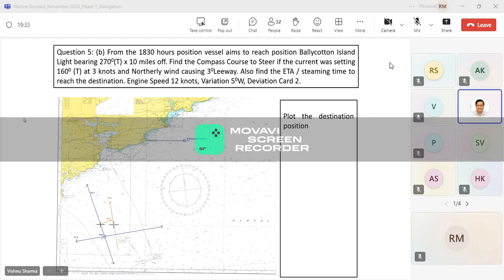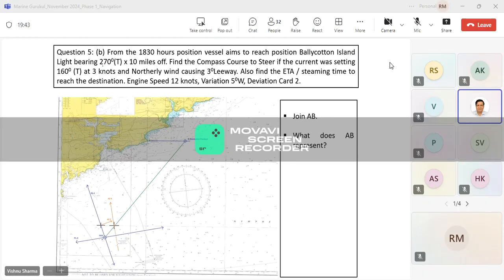Now from this position at 1830, the vessel aims to reach Ballycotton Island, bearing 270, 10 miles off. Now here is Ballycotton Island. 270 is the bearing, reverse bearing plotted, 10 miles marked. That means the vessel has to reach position B. Am I clear, beta? Yes or no?